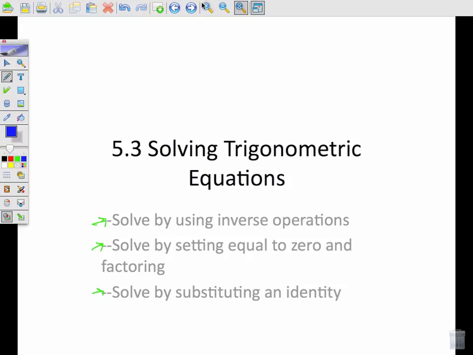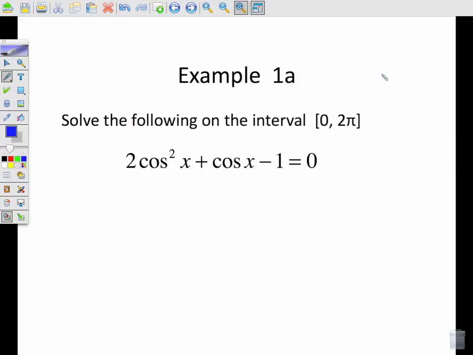All right, when we solve our first set of equations, the first 5 here, examples A through E, we are going to be solving them on the interval from 0 to 2 pi. What that means is that my answer is going to be a radian measure anywhere within that first revolution. But that's it. So anywhere between 0 and 2 pi, we're going to find all solutions that would work for the specific equation. All right, here we go.